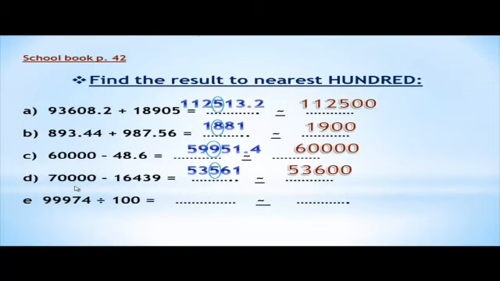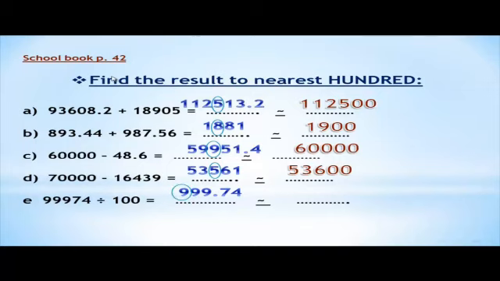Letter E, I have 99,974 divided by 100. In the case of the division, I will keep 2 digits after the point, because I have 2 zeros. So the result will be 999.74. Determine the place value of the 100.